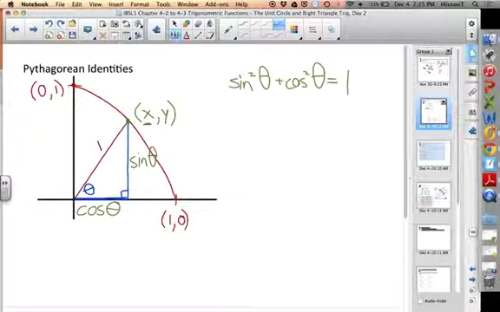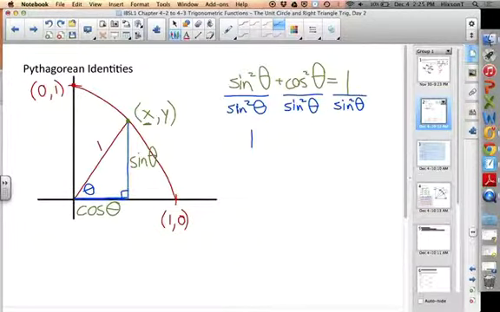So let's derive the second one. I've got to derive the second one by dividing both sides of the equation. I've got to be fair to everything. So I'm dividing everything by the sine squared of theta. So let's think about what this would equal. Sine squared over sine squared is 1.